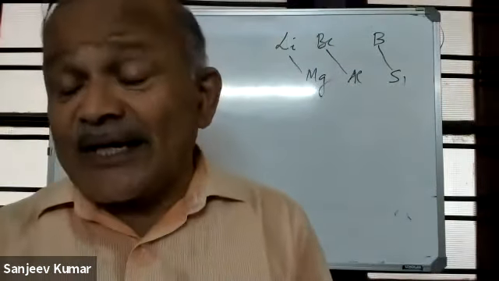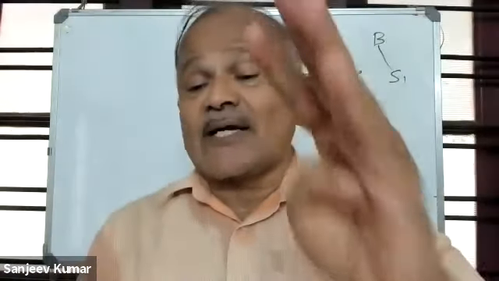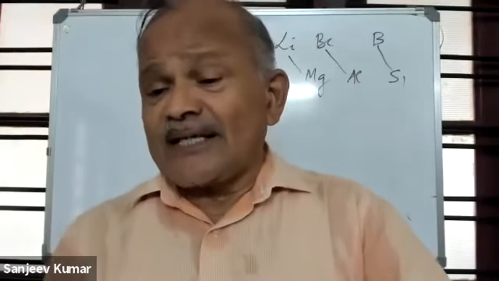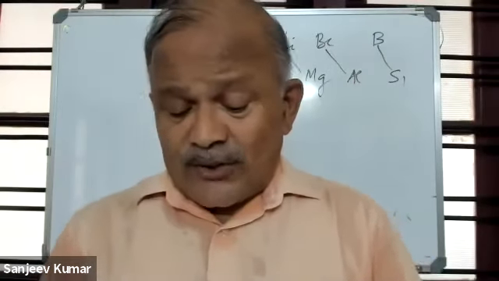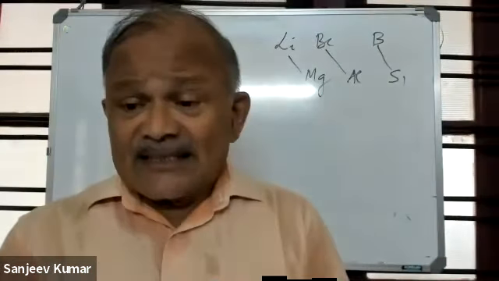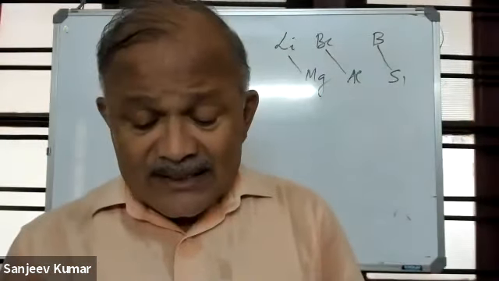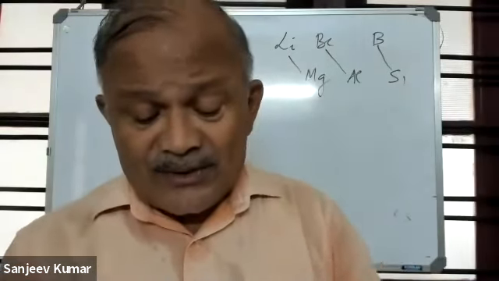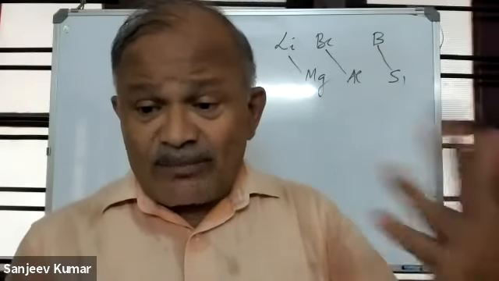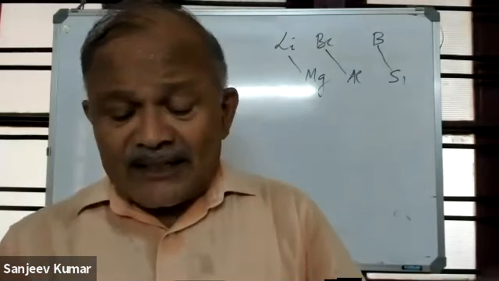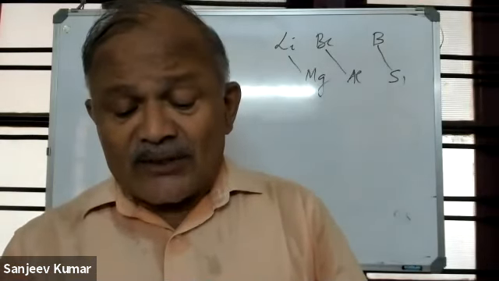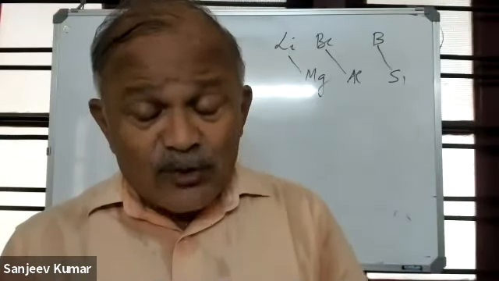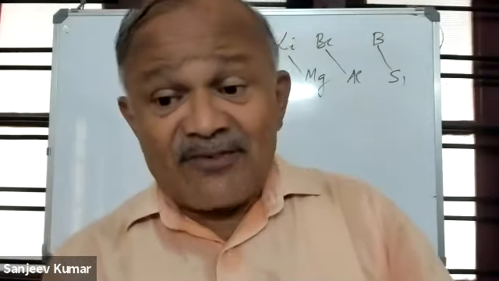Here we do not consider the charge, because they are all isoelectronic species. All of them contain 18 electrons. Atomic number of potassium is 19, K plus has 18 electrons. Calcium atomic number 20, Ca2 plus has 18 electrons. Chlorine 17, Cl minus has 18 electrons. Sulfur atomic number 16, S2 minus has 18 electrons. Therefore they are isoelectronic, and the size decreases when the atomic number increases because the effective nuclear charge increases.